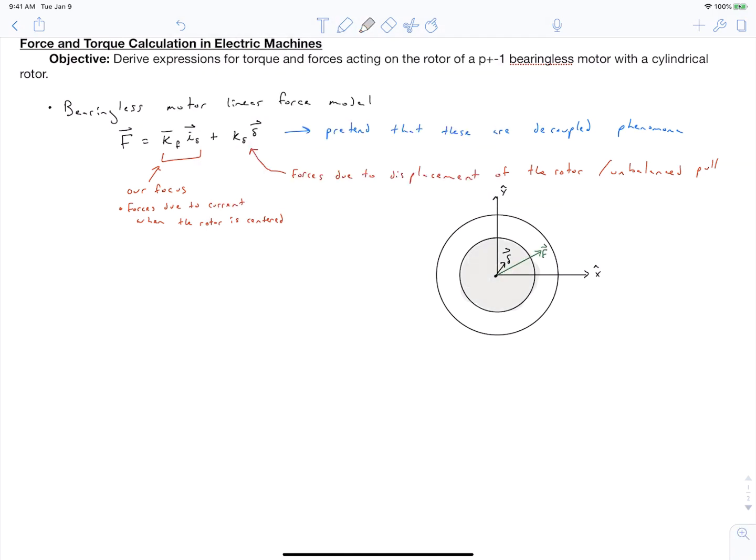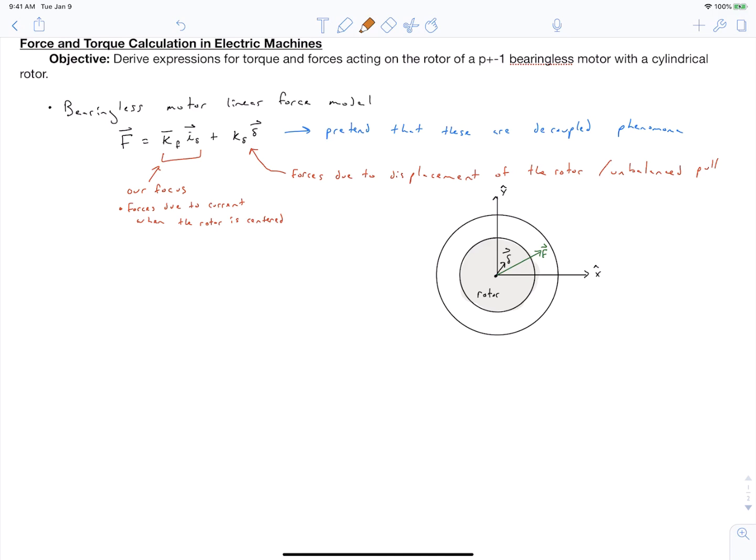So to better illustrate what I'm talking about here, I've drawn a rotor centered in the air gap. And if we pull this rotor in some direction, the direction that we're pulling it, the direction that it moves, is delta, the delta vector. We can create a force on this rotor, and that force is this F vector here. And we can model the electromagnetic forces on this as being due to our currents and being due to any displacement. And so we derive these phenomena independently.